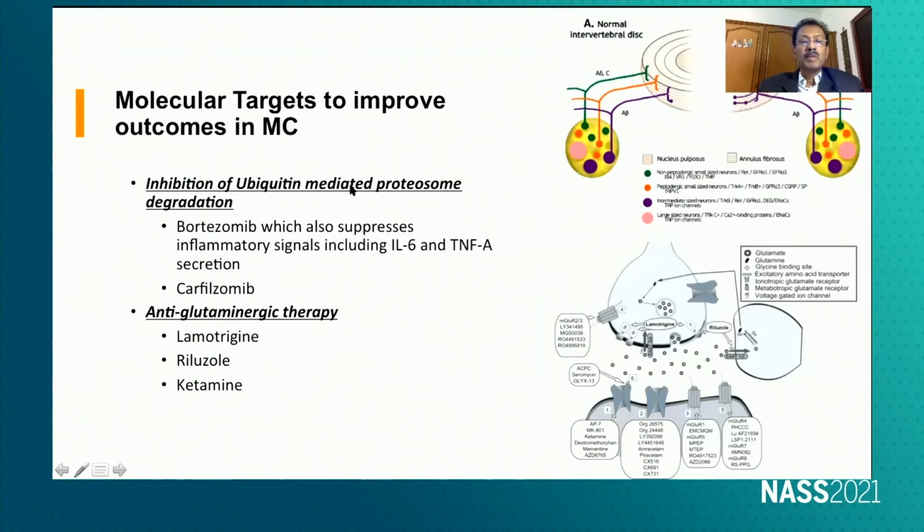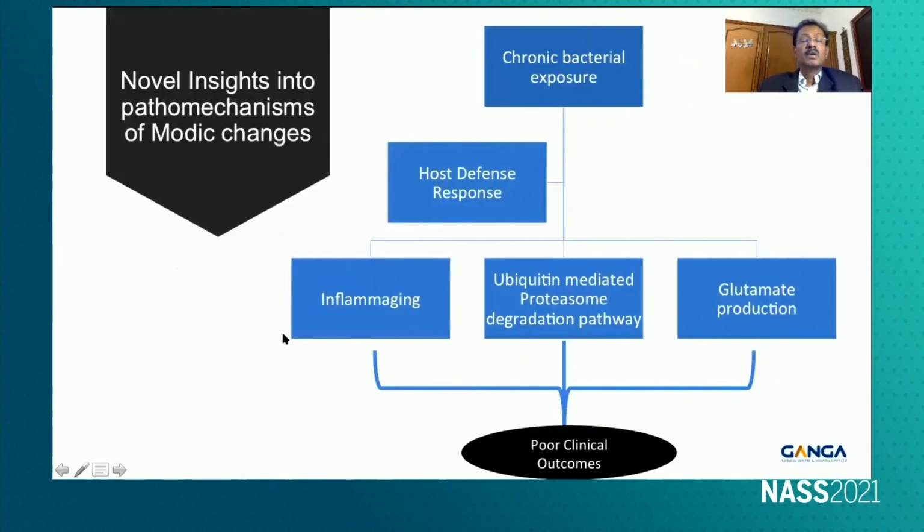We know that ubiquitin-mediated proteasome degradation can be countered by bortezomib and molecules like carfilzomib, and anti-glutaminergic therapy with riluzole, ketamine and lamotrigine are also possibilities. So in conclusion, this study has proved that chronic bacterial exposure can give rise to host defense response proteins, which is indicative of a subclinical infection. That leads to a lot of inflammation, the ubiquitin-mediated proteasome degradation pathway, and glutamate production. All of these will be associated with poor outcomes.